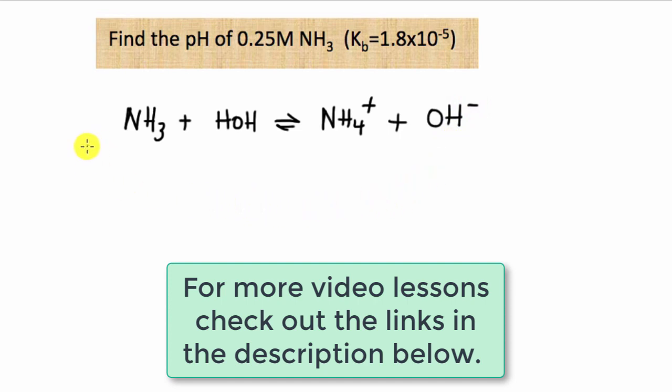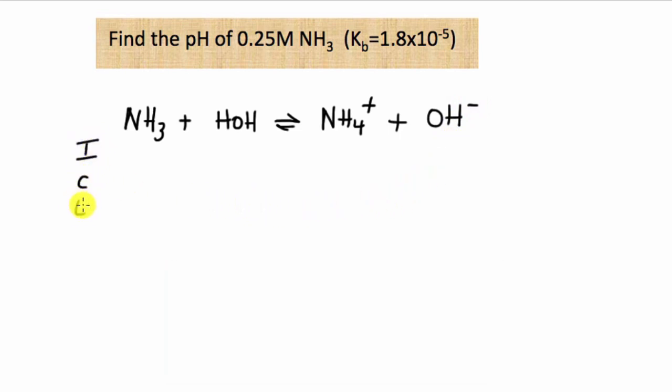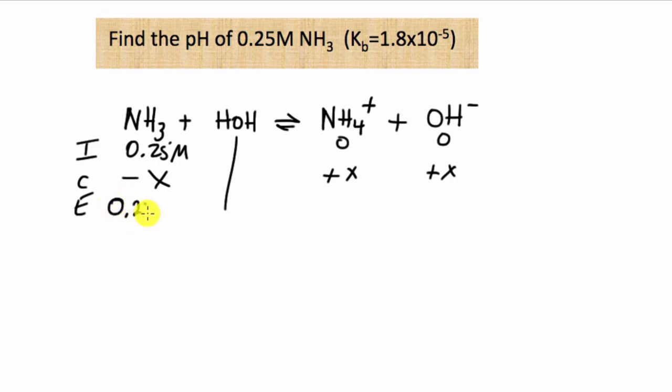Alright, so I'm going to start with the ICE table. Water's a liquid, we don't care about that. I'm going to put 0.25 molar here, 0, 0, plus x. I'm sorry, not plus x, but here it's going to be minus x. Here it's going to be plus x, and notice the pattern. The pattern is going to be the same general pattern we saw with the weak acids, which is nice, but it also can lead you to make a very, very common mistake, which I kind of already alluded to.